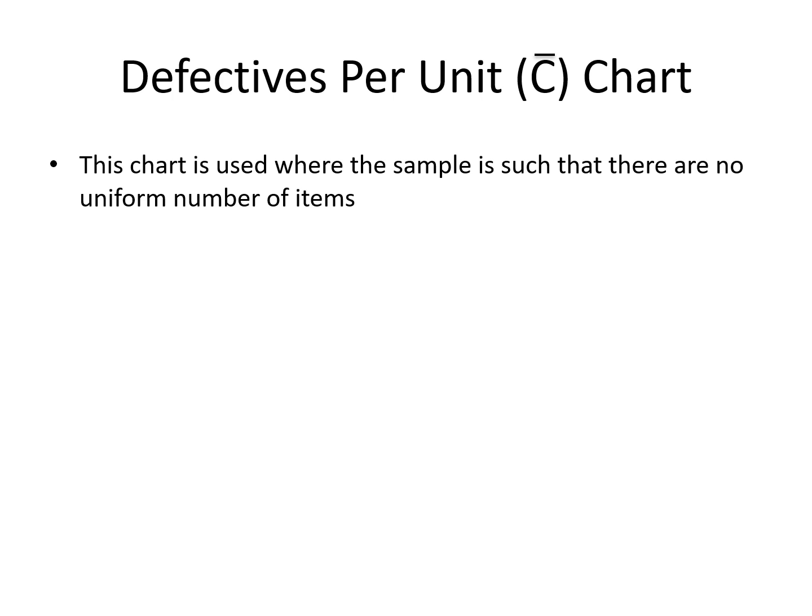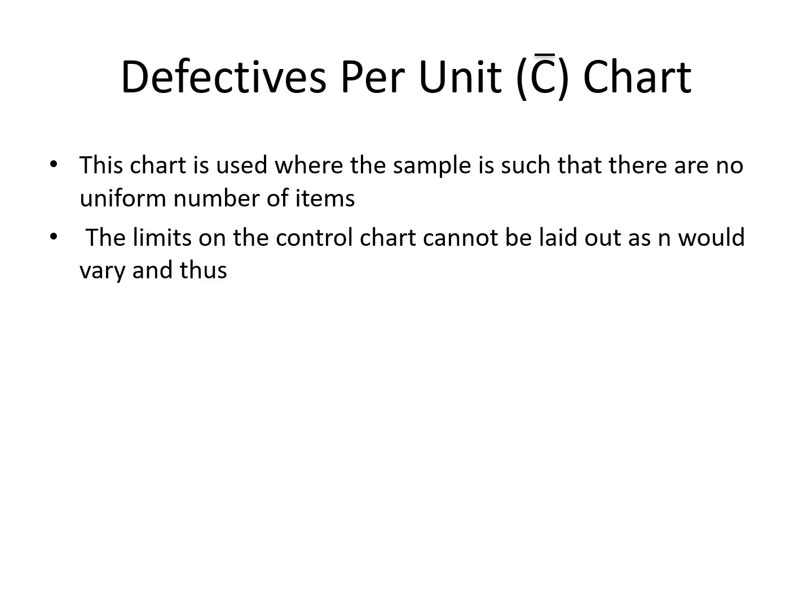This chart is used where the sample is such that there is no uniform number of items being produced. So the limit on the control chart cannot be laid out, as the number of items in every lot varies. Or there could also be a condition where the manufacturing process is producing just a single unit and there may be more than one defect in that particular unit.